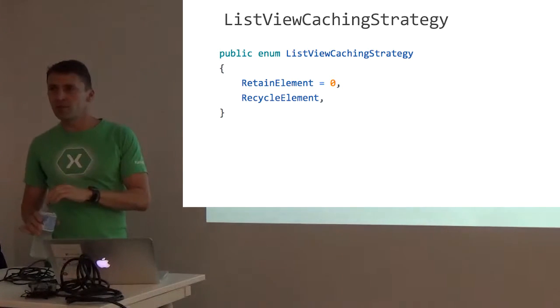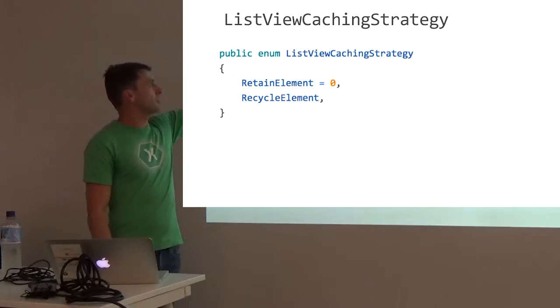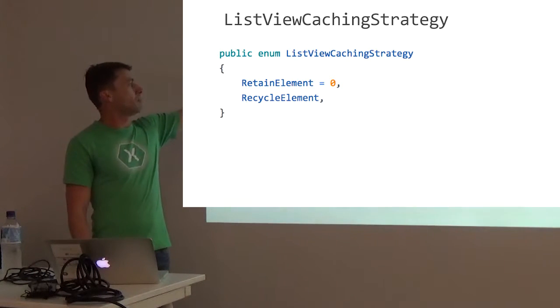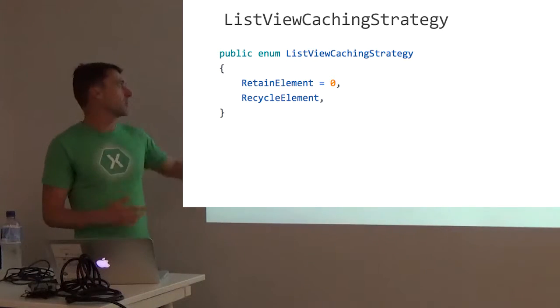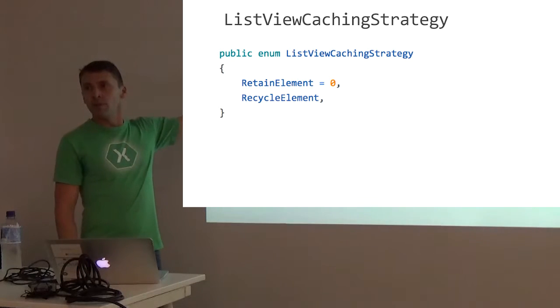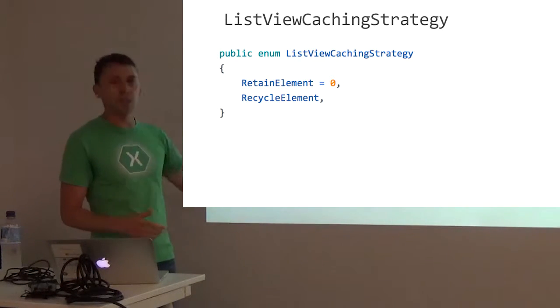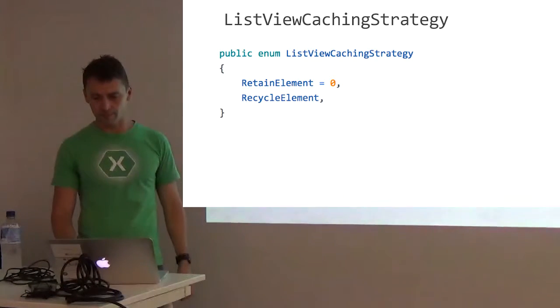You can set it both in XAML or in C#. So the default is retain, which is actually not recycling. You can set it to recycle to get the improved behavior. And like I said, this is the default for now, but we may switch to the better, faster default in future. So definitely worthwhile turning it on, seeing how your application behaves and letting us know what you think.